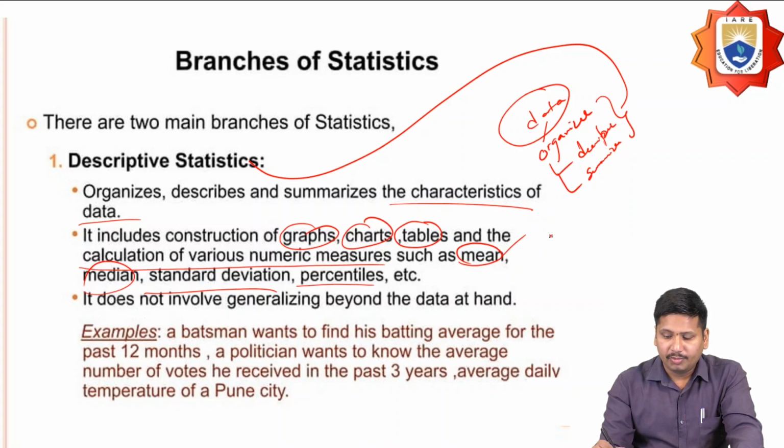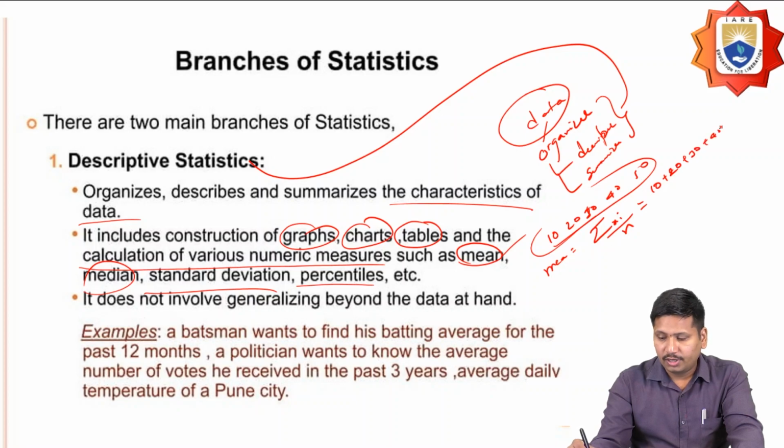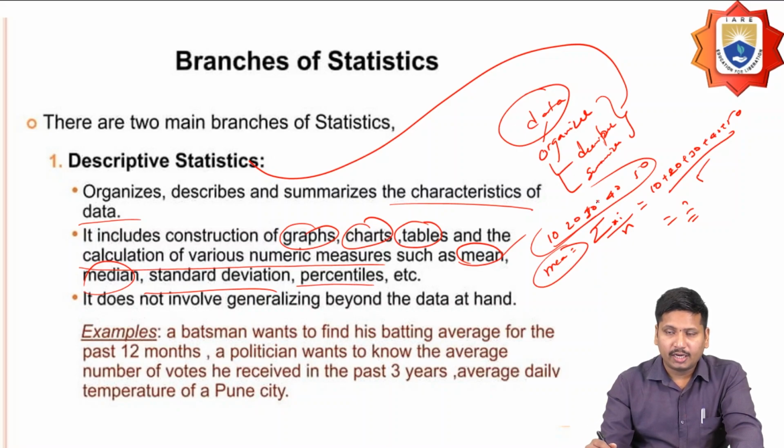Let's take an example. Suppose I have values like 10, 20, 30, 40, and 50. The mean is calculated as the sum of all the values divided by the number of values, so divided by 5, and we get a value. This is how we calculate the mean.